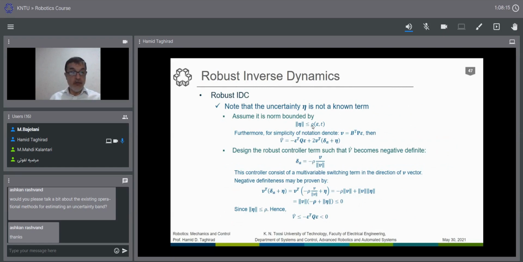Of course, it should be negative rho times v over the norm of v, where rho is the upper bound of the uncertainty, and v is a vector, defined here, divided by the norm of v. This is very, very important, and it comes from the Jacobian analysis. I cannot give the details here, I'm just giving the result. But how it is developed in robotic manipulators comes from the Jacobian. It comes from the mapping between the forces that we have and the torques that we require.